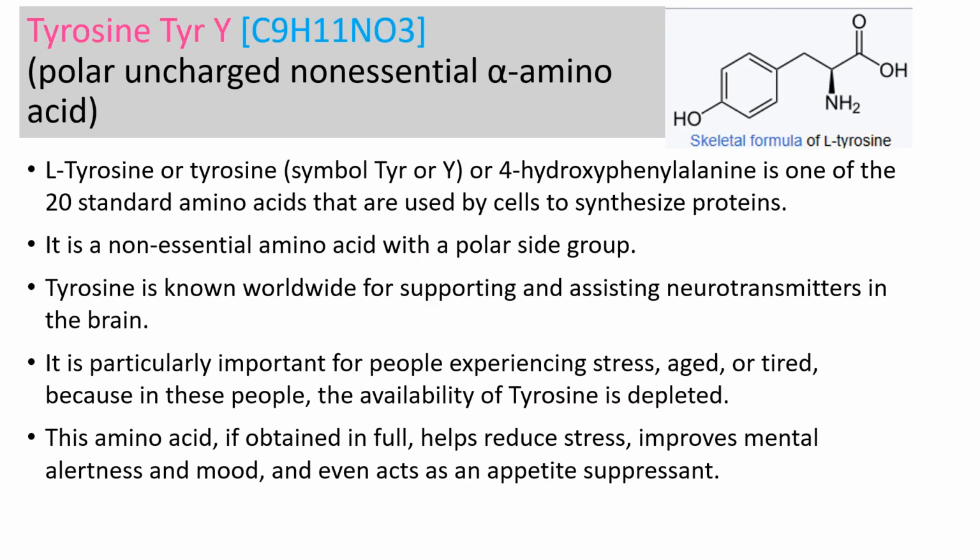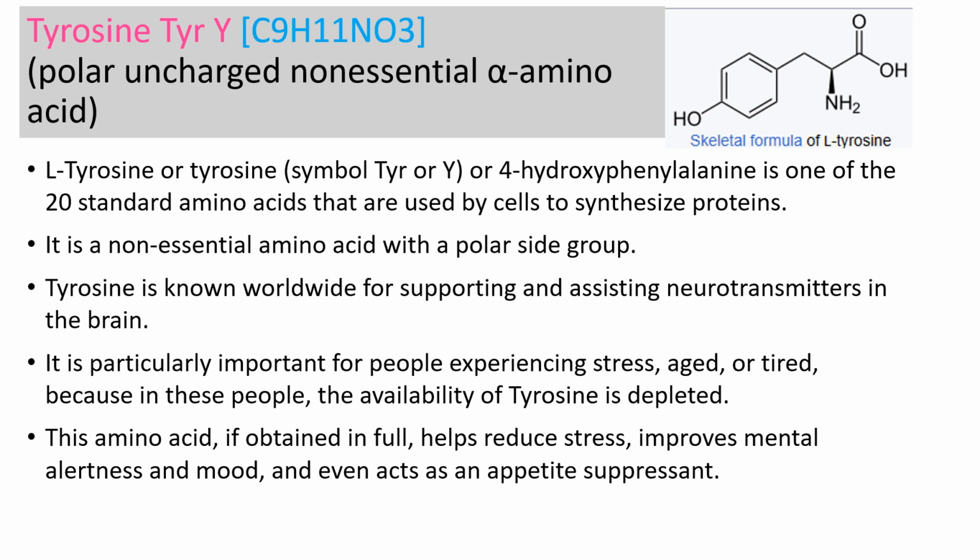Tyrosine. Tyrosine is C9H11NO3. Tyrosine is a polar uncharged non-essential alpha amino acid. L-tyrosine, or 4-hydroxyphenylalanine, is one of the 20 standard amino acids that are used by cells to synthesize proteins. It is a non-essential amino acid with a polar side group.